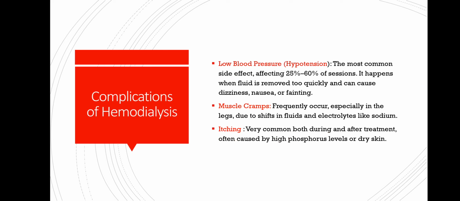Then muscle cramps. Muscle cramps are the most common complication faced by dialysis patients. They frequently occur, especially in the legs, due to shifts in fluid and electrolytes like sodium. Next, itching. Itching is a very common complication, both during and after treatment, often caused by high phosphorus levels or dry skin.